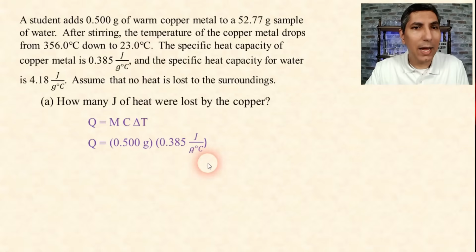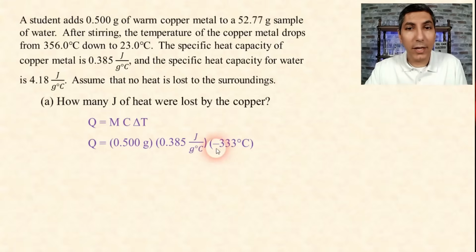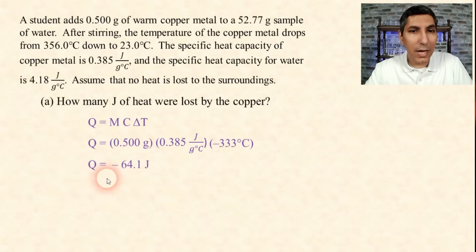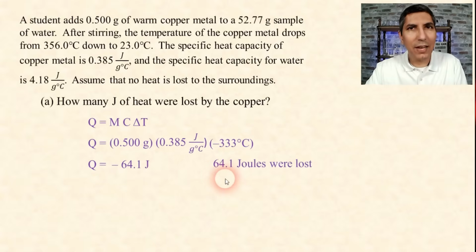So when you subtract that, I think that's about 333 degrees Celsius. Notice it's a drop in temperature, so that's why I have a negative value here. Now, when you use your calculator and multiply these together, you find that it's about negative 64.1 joules. And that negative sign just implies that heat has been lost. So that means we can safely say that about 64.1 joules of heat were lost by the copper.